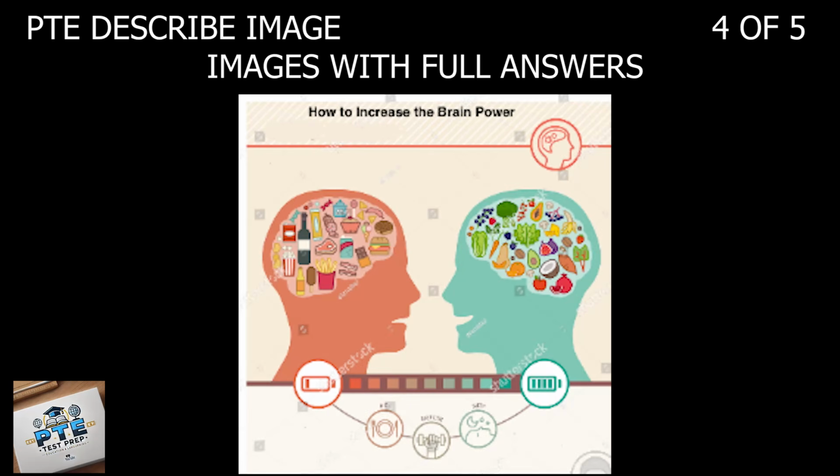It also includes activities like reading, exercise, and maintaining a positive routine. These healthy habits help improve memory, focus, and overall brain performance. In conclusion, the diagram emphasizes that a healthy lifestyle leads to better brain power.